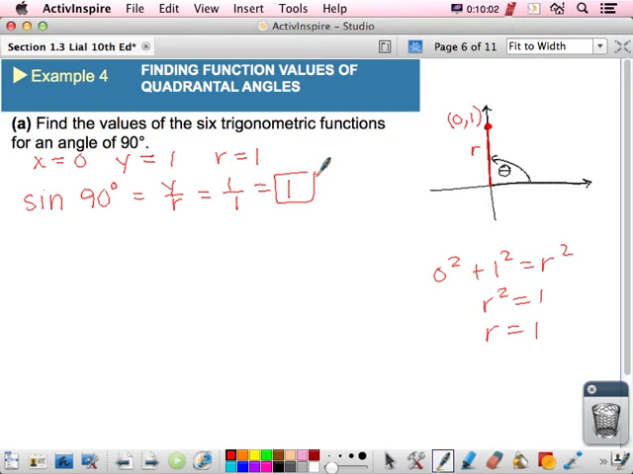And we'll actually memorize that a little later on. The cosine of 90 is x over r, which in this case is 0 over 1, so the cosine of 90 degrees is 0.